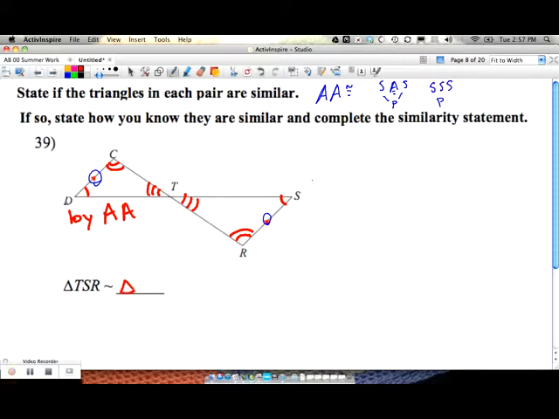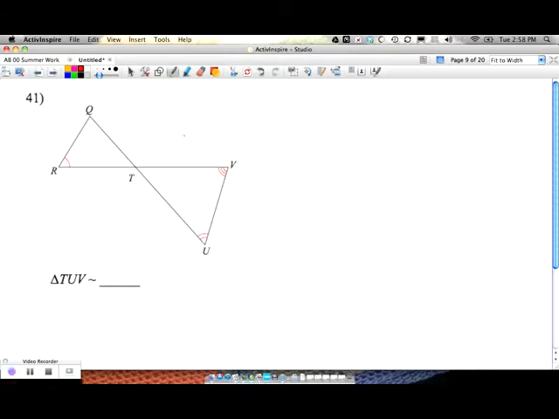I see TSR, so that means I'm going to start the second one with also T because it's in the middle. That's where the 2 angles meet. S is over here. So where's the other single arc? That's D. So it's going to be TD, and then the double arc will be last. R and C are those corresponding pieces. So that's our similarity statement, matching up the pieces.